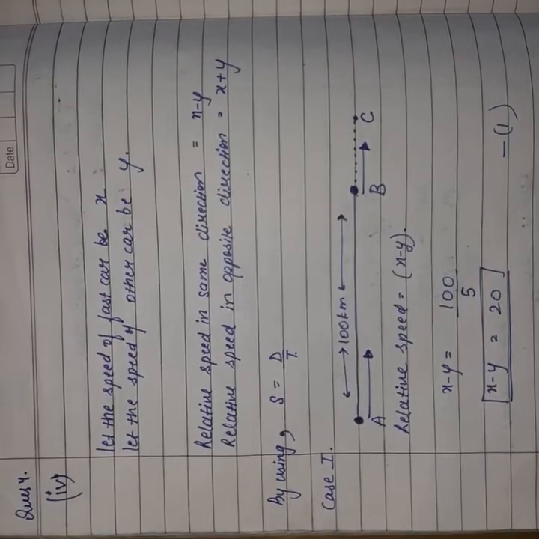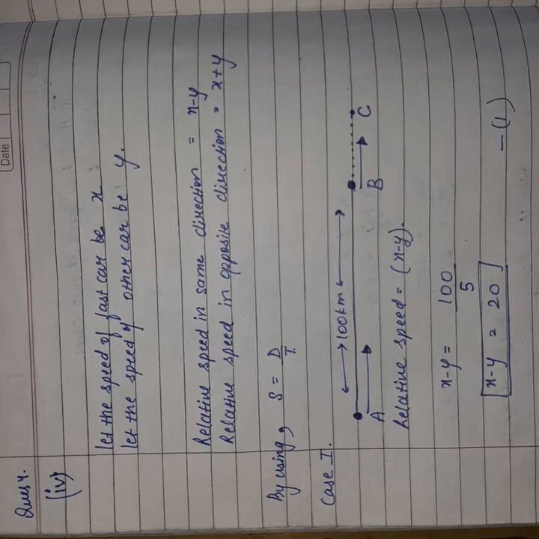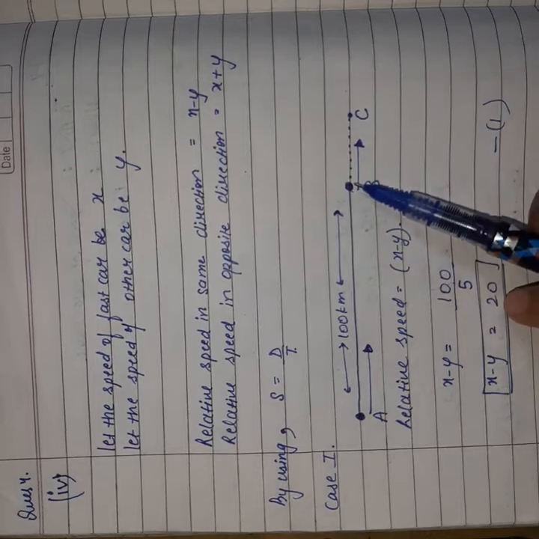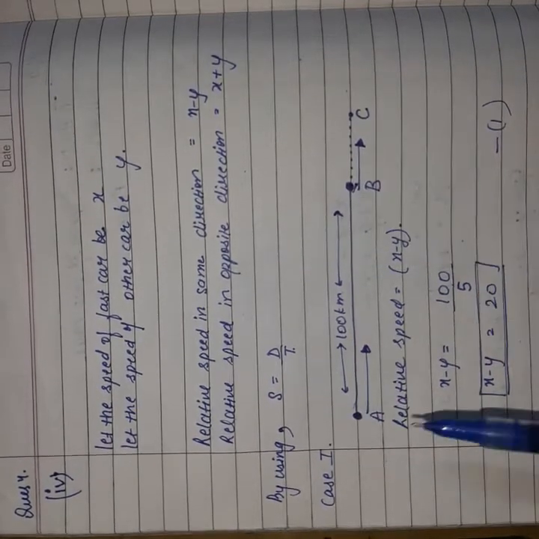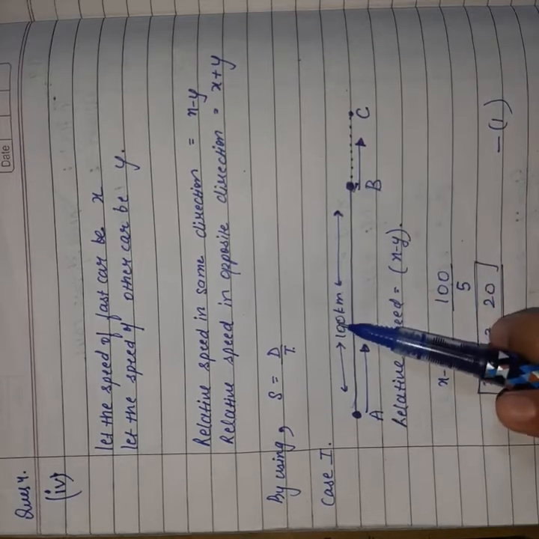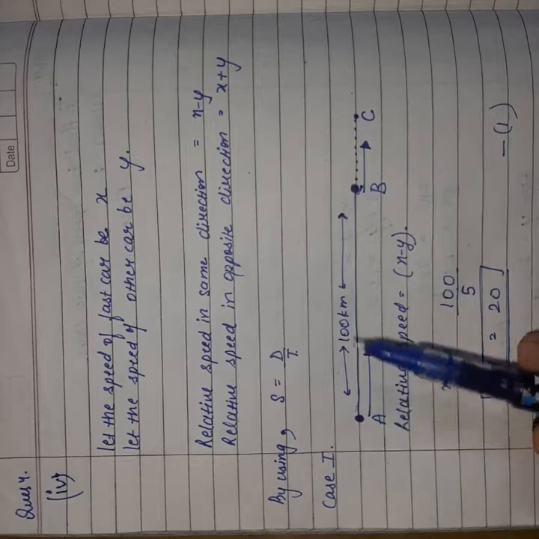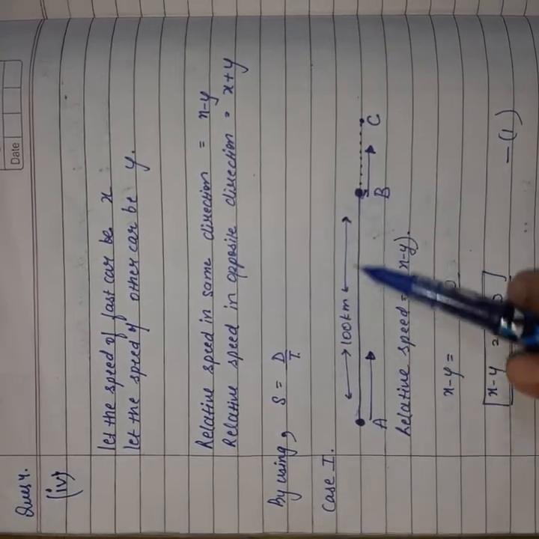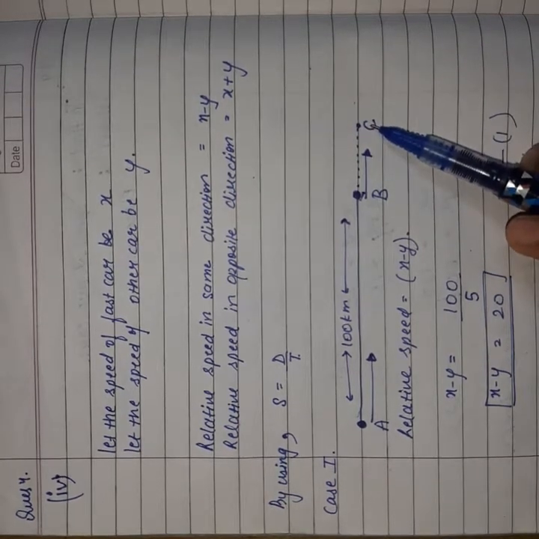Now moving on to the fourth part of the same question, question number 4. The fourth part is, places A and B are 100 kilometers apart on a highway. So distance between A and B is 100 kilometers. One car starts from point A and another car starts from point B at the same time. If cars travel in the same direction at different speeds, they meet in 5 hours.